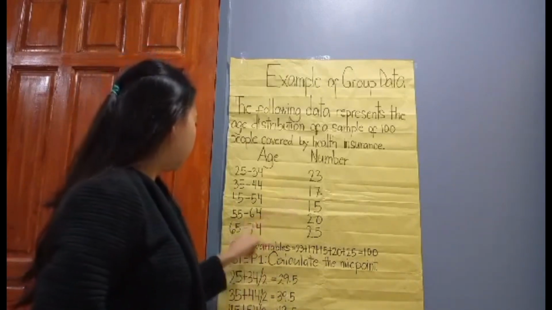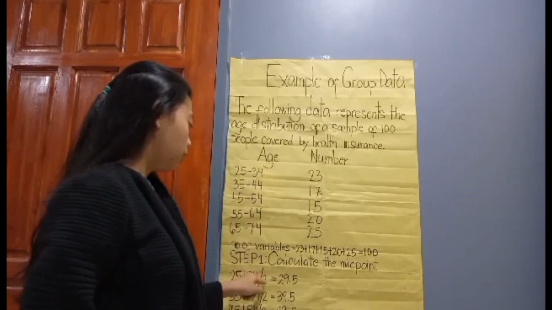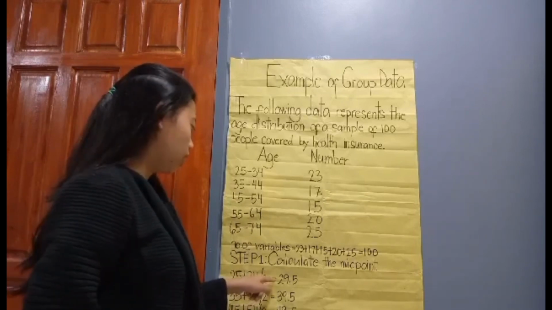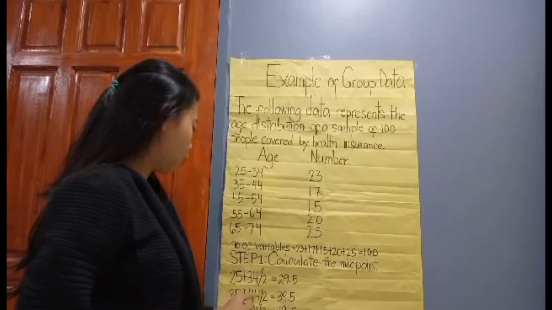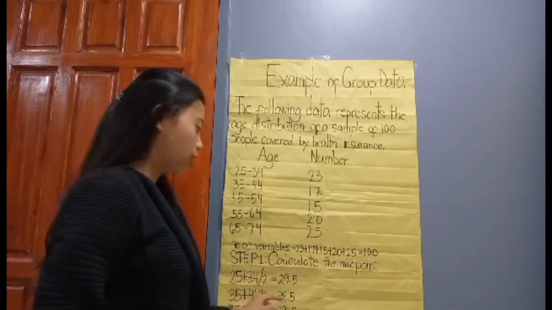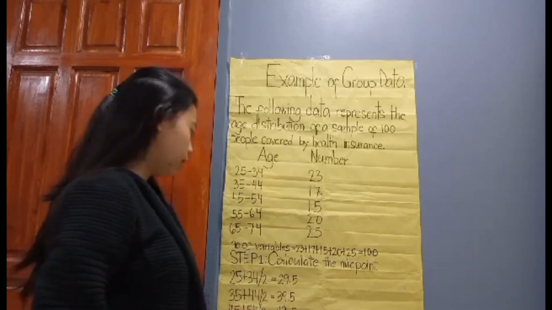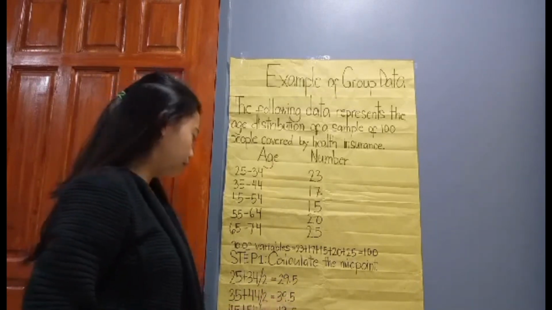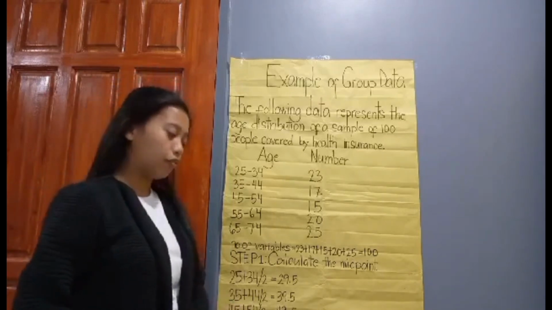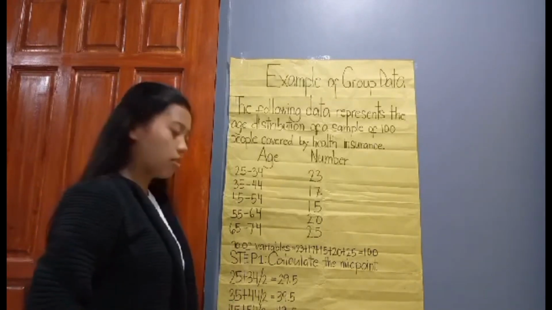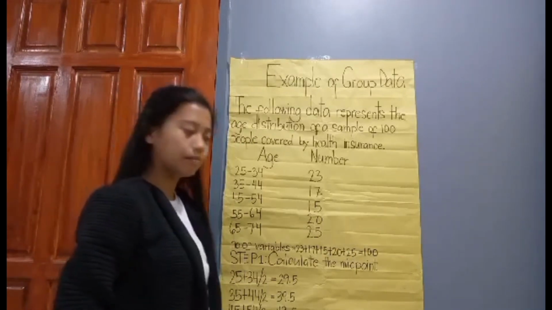After we add the ages 25 and 34, we divide by 2, which is equal to 29.5. 35 plus 44 divided by 2 is equal to 39.5. 45 plus 54 divided by 2 is equal to 49.5. 55 plus 64 divided by 2 is equal to 59.5. 65 plus 74 divided by 2 is 69.5.